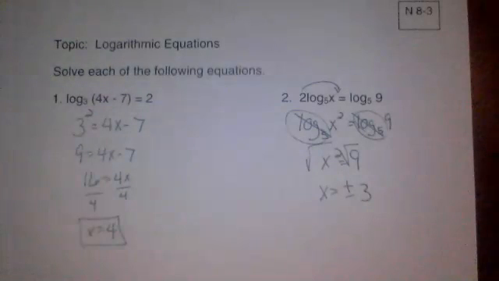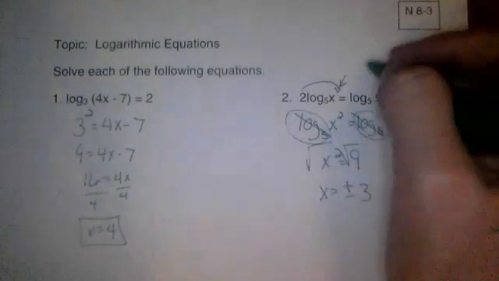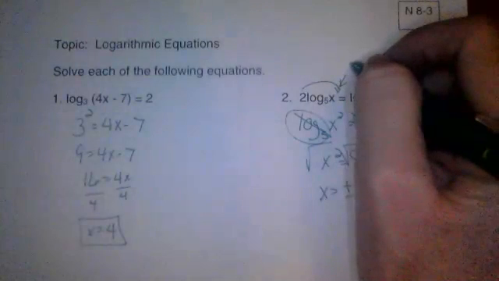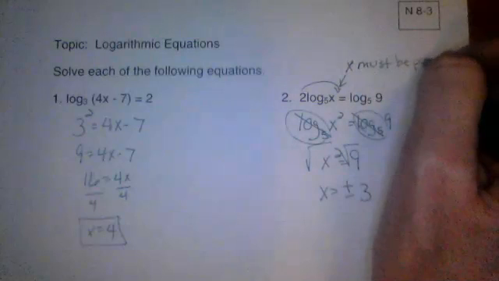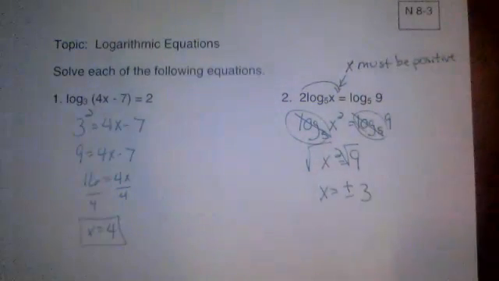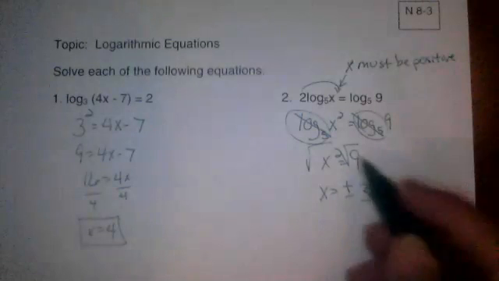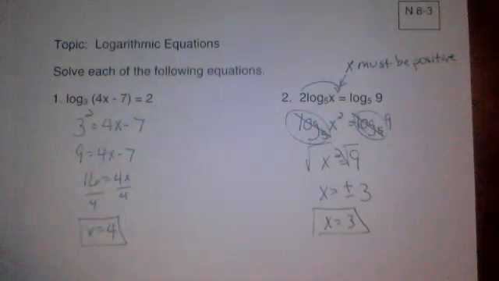But this is a good time for me to bring something up. Inside the logarithm always has to be positive. So x must be positive. You can't take the log of a negative number. So therefore, even though the square root of 9 could be positive or negative 3, only the positive 3 is an actual solution. So be careful with that. I'll show you again another example in a minute. But you can't take the log of a negative number.